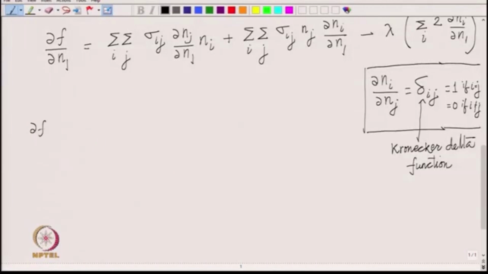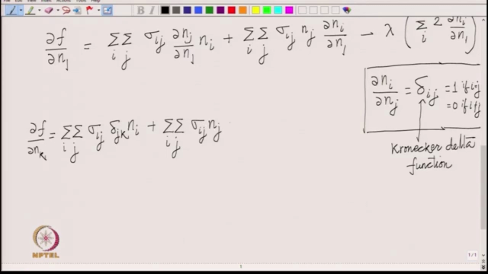So, del f by del n k is then summation over i j sigma i j del n j by del n k, which is simply delta j k, n i, plus summation over i j sigma i j n j delta i k, minus 2 lambda summation delta i k, okay, and that is equal to 0.